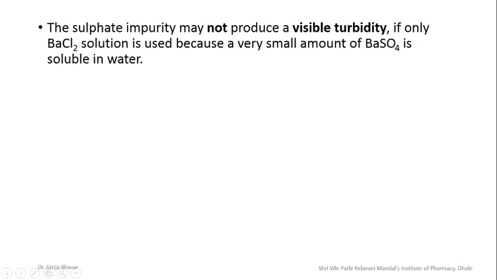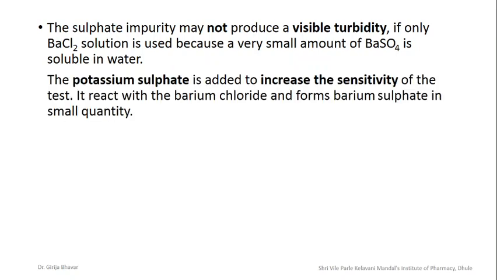The sulfate impurity may not produce a visible turbidity if only barium chloride solution is used, because a very small amount of barium sulfate is soluble in water. So as the small amount of barium sulfate is soluble, it may not produce a turbidity. So potassium sulfate is added to increase the sensitivity of the test. Potassium sulfate reacts with barium chloride and forms barium sulfate precipitate in small quantity.